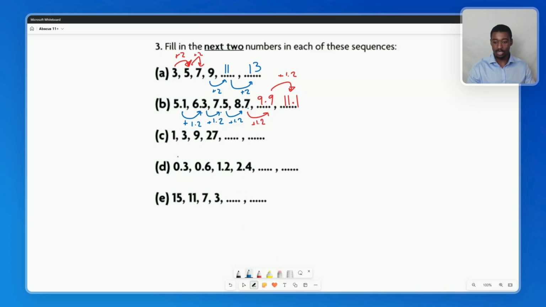we have part C, 1, 3, 9, 27. Here, you should recognize that the numbers are getting big quite quickly, right? We were at 1, then suddenly we're at 9, and now suddenly at 27.